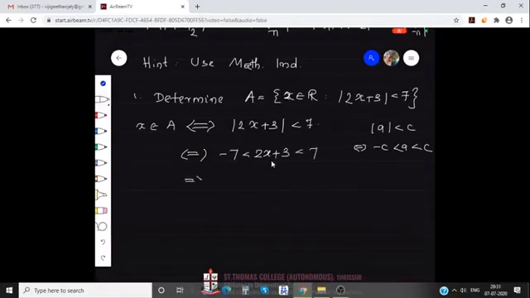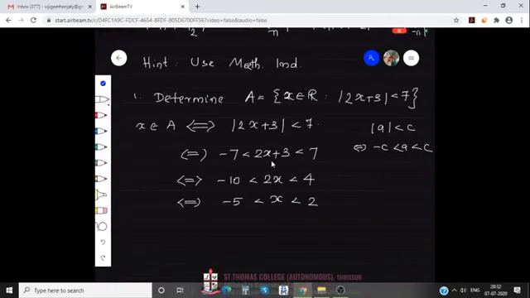And this implies and is implied by adding minus 3 throughout. So here minus 7 plus minus 3, minus 10, less than 2x plus 3 minus 3, 2x, less than 7 plus minus 3 is 4. Multiply throughout by 1 by 2. Since 1 by 2 is positive, the inequality will not change. So minus 10 into 1 by 2 is minus 5. This is less than 1 by 2 into 2x. It is x less than 1 by 2 into 4, which is 2.